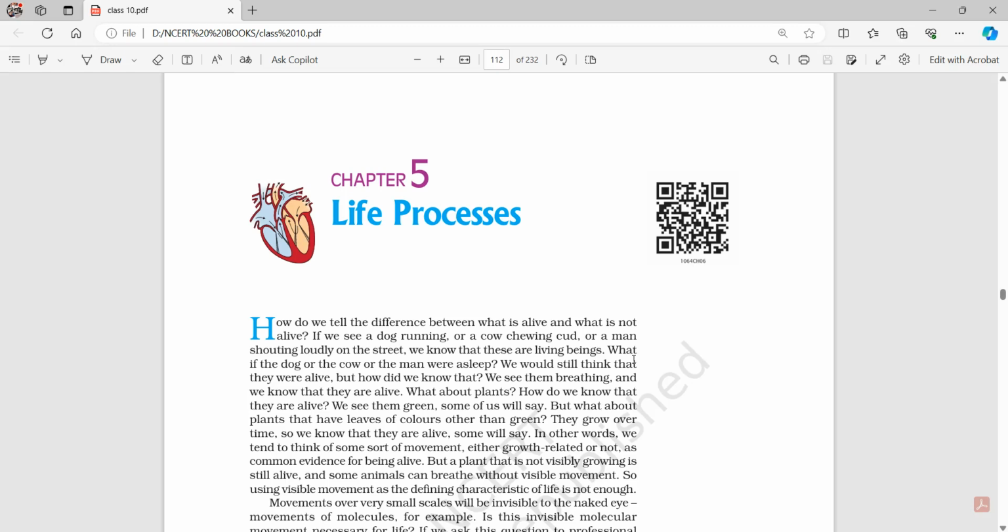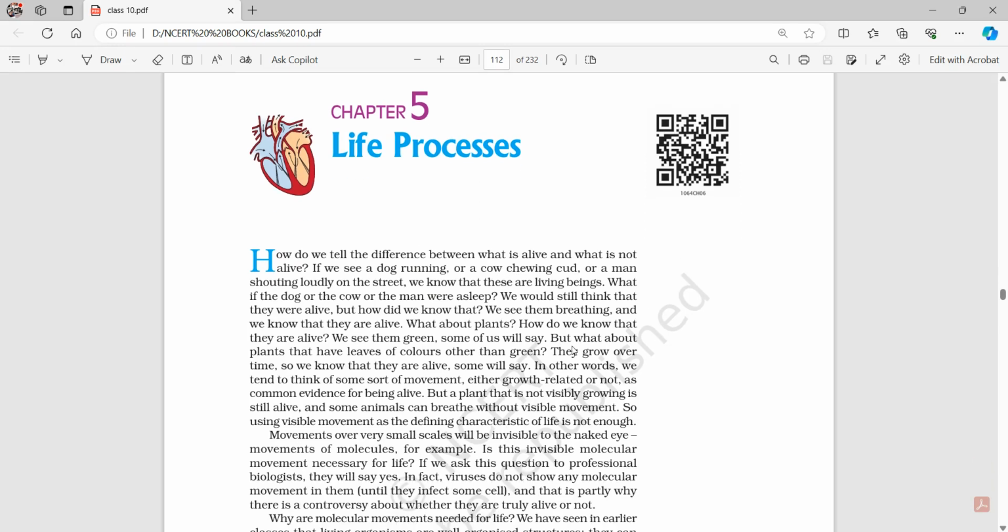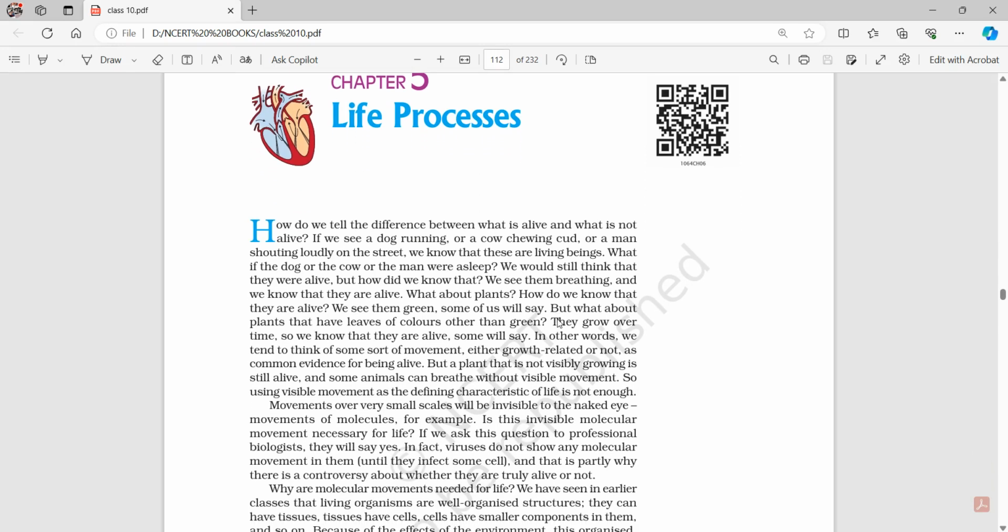Let's start with Chapter 5 of NCERT, Class 10th, Life Processes. How do we tell the difference between what is alive and what is not alive? If we see a dog running, or a cow chewing cud, or a man shouting loudly on the street, we know that these are living beings. What if the dog or the cow or the man were asleep? We would still think that they were alive.